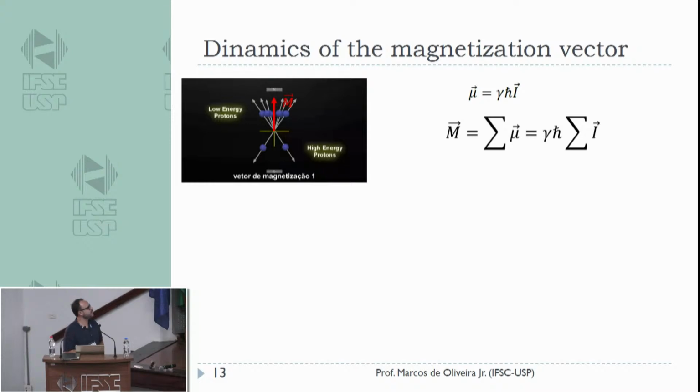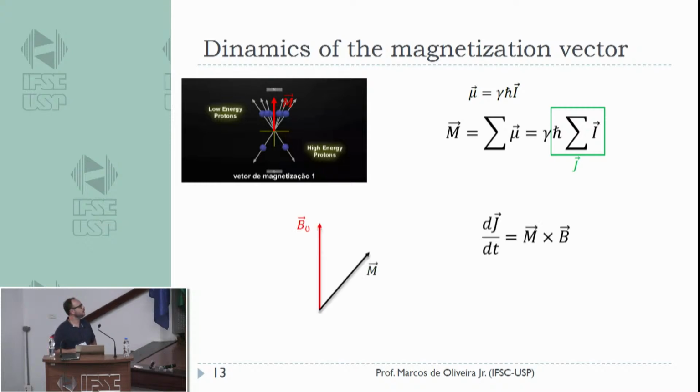So this magnetization comes from the sum of all magnetic momenta that we have in our system. And if we sum up all these spin operators together with the constant Planck, what we have here is an angular momentum. And from classical theory, we know that from the interaction of the magnetization with the magnetic field, we create a torque.